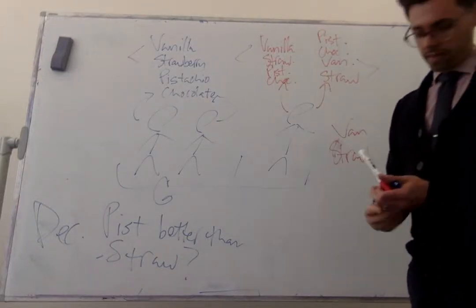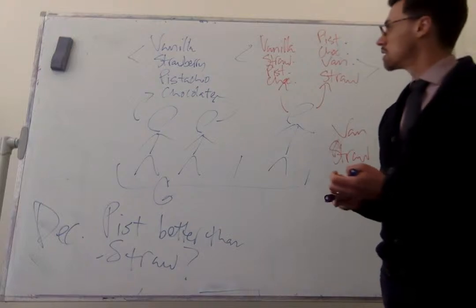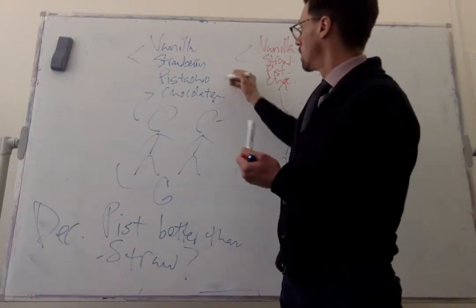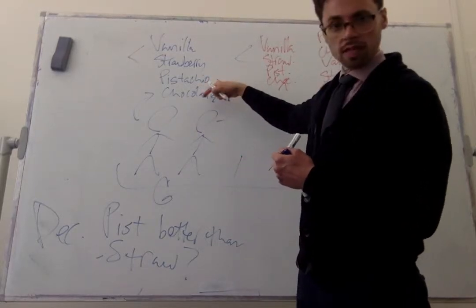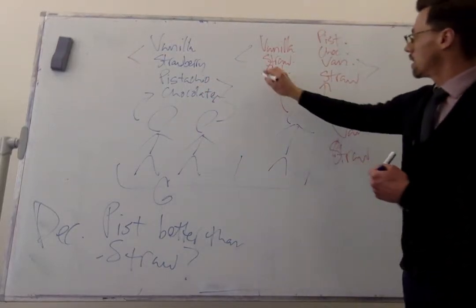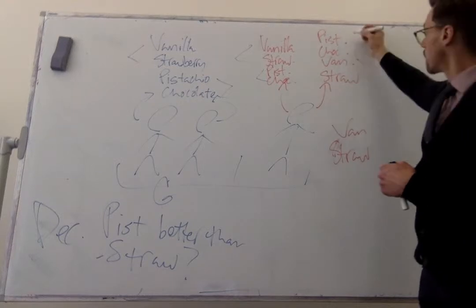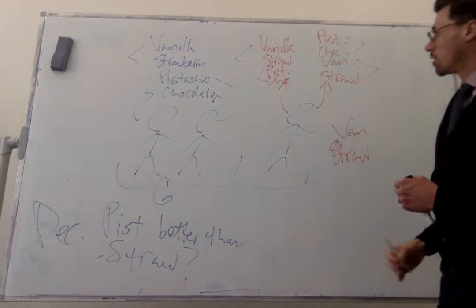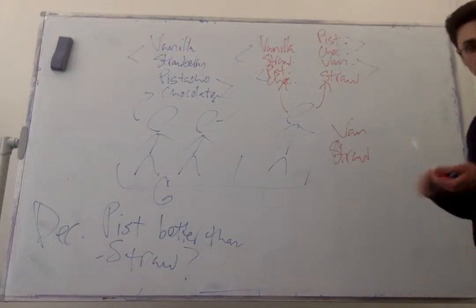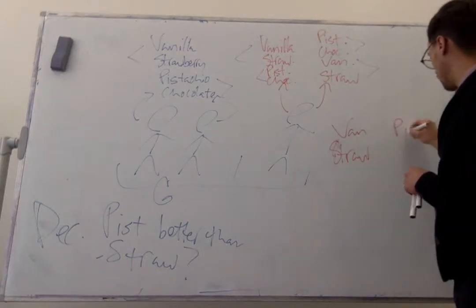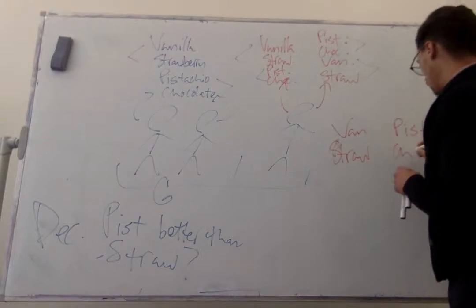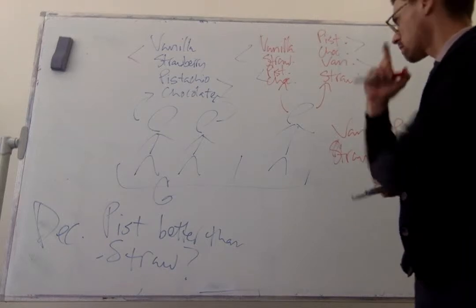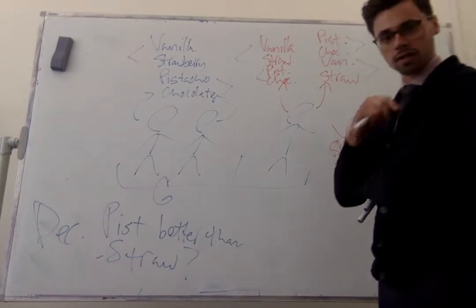Now let's do the same thing for pistachio and chocolate. Notice that both of these individuals like pistachio better than chocolate, and whichever preference ordering we pick here, this person outside of this little group also likes pistachio better than chocolate. So everyone likes pistachio better than chocolate, and so the group must like pistachio better than chocolate by the Pareto principle. Okay, now what else can we conclude?